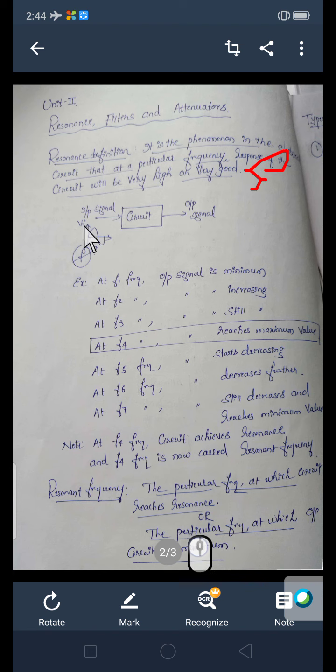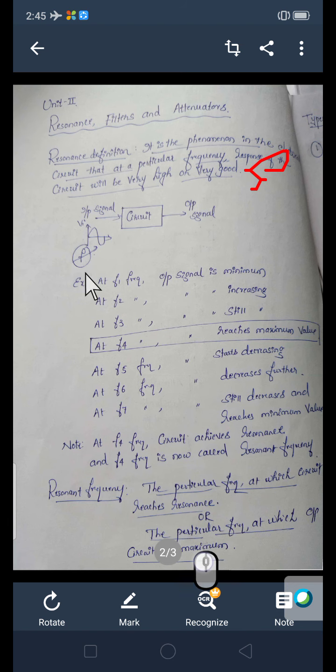I have shown that the input signal is AC here, and I have written F with an arrow mark. That means the frequency of this signal I can vary. Now the frequency of the input signal can be varied, as I have said. I will vary it to a frequency F1. Let's go for different frequencies like F1, F2, F3, F4 and so on. At the frequency F1, I will be getting some output signal here.